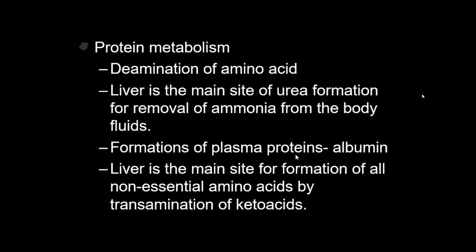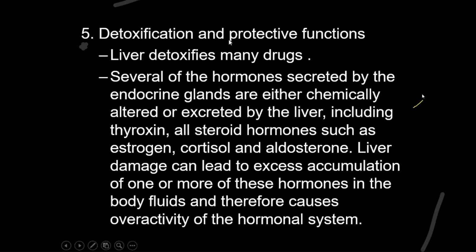Formation of plasma proteins, mainly albumin. So all the plasma proteins are synthesized by the liver, except gamma globulin. And the liver is the main site for formation of all non-essential amino acids by transamination of keto acid. You should just learn this by heart about the function of liver, because it is asked in the exam. And this albumin will maintain the plasma oncotic pressure. If there are low plasma proteins, then there will be swelling in the periphery.